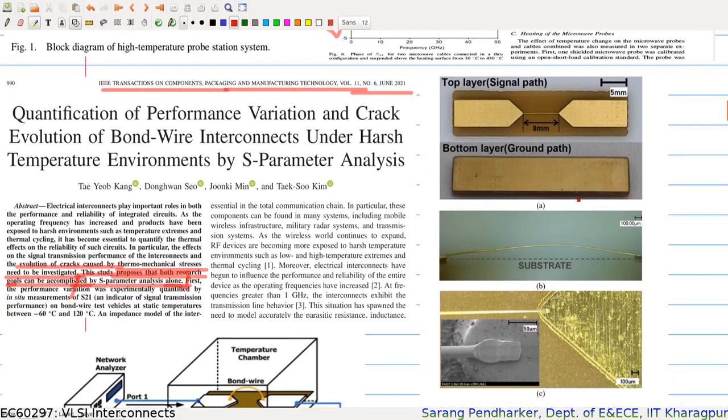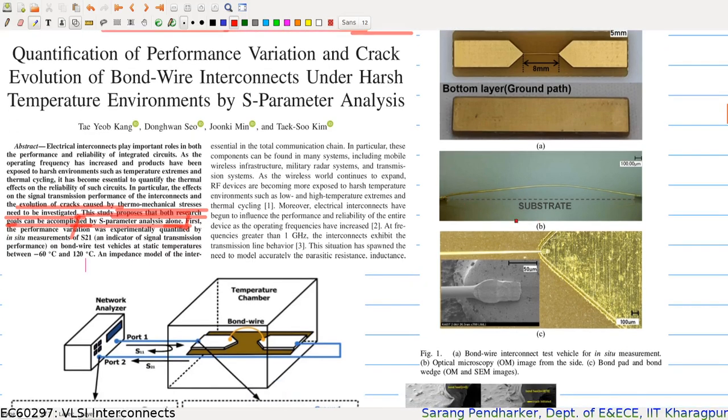Here they are giving some good figures. So this is say port 1 or side 1, side 2, and this is the signal path. This is our 8 mm bond wire. This is the bond wire. This is the ground layer. So this is the ground plane. This is the top view. This is a zoomed in version.